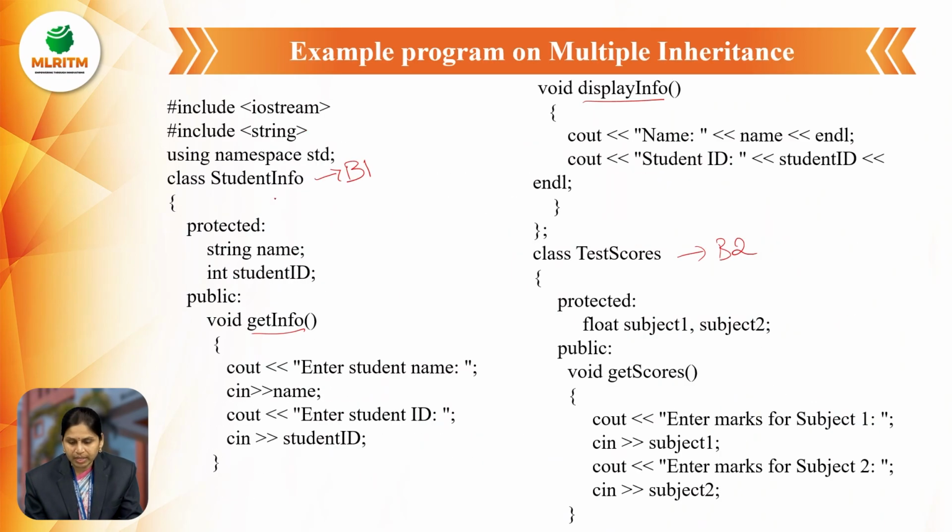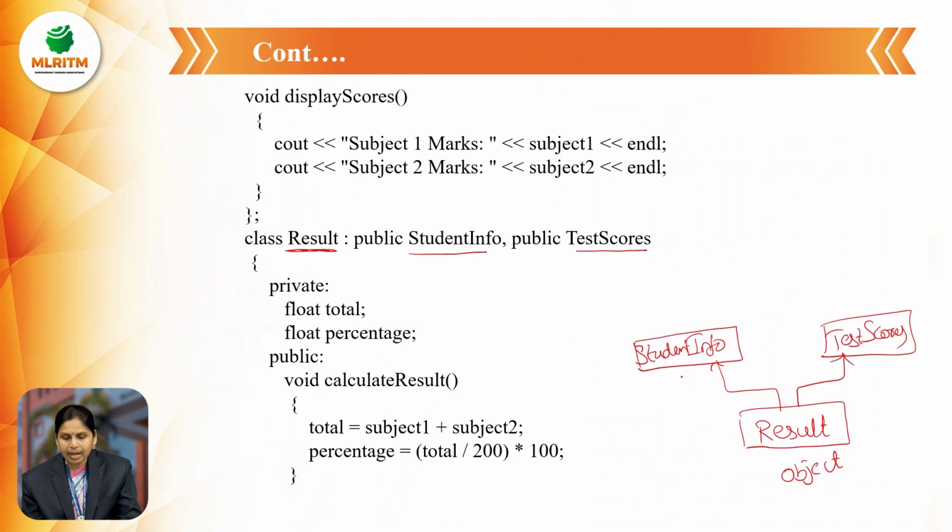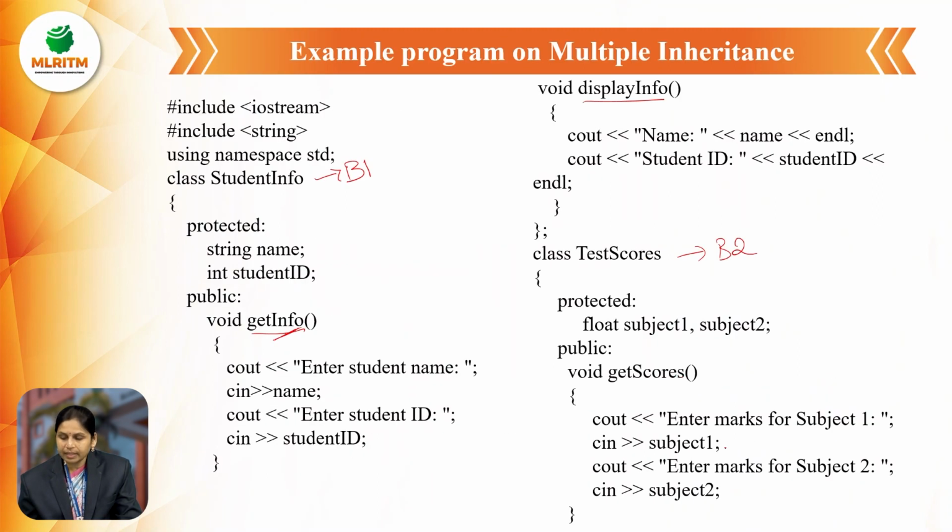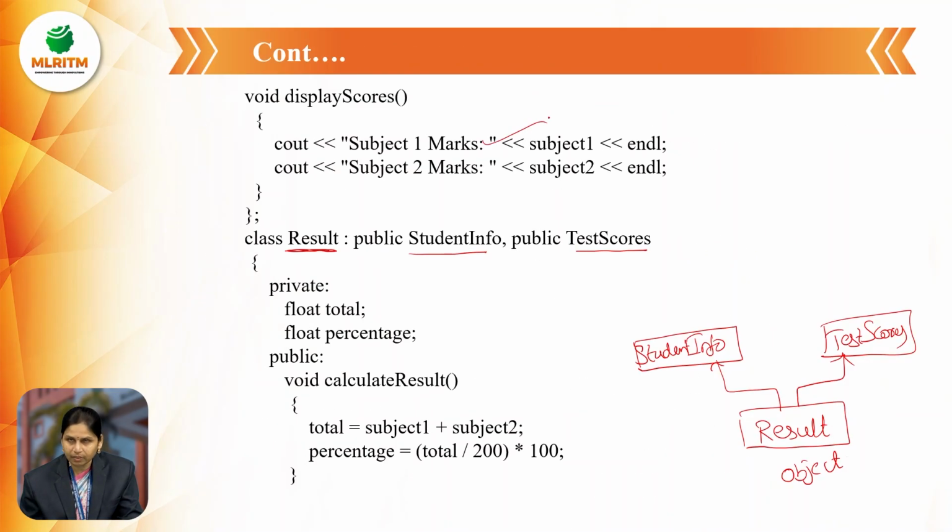When we observe the student information base class 1, it contains get information and display information. By using this method, we can read the student name and student ID. By using display information, we can print the values, student name and student ID. Next, in test score, get score and display score. Here we can read the marks of subject 1 and subject 2. By using this method, we are reading the 2 subject marks. By using this method, we are displaying the values.